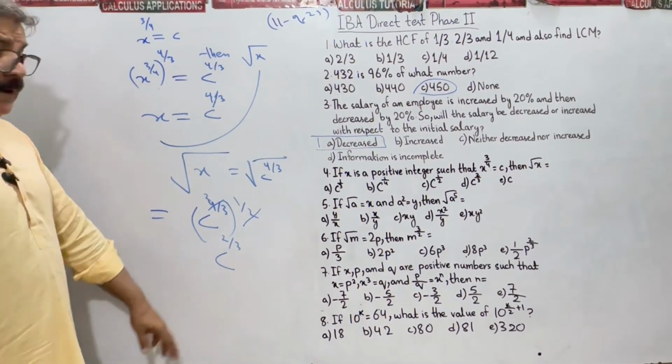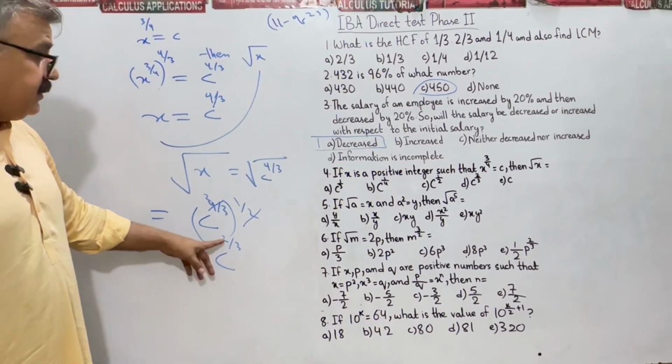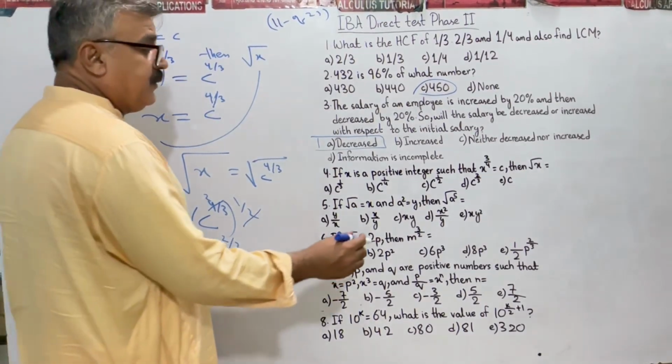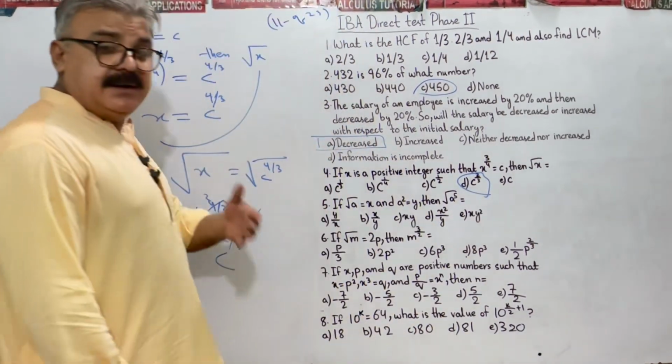C raised to 2 over 3. So our option number D is the right option in that case.